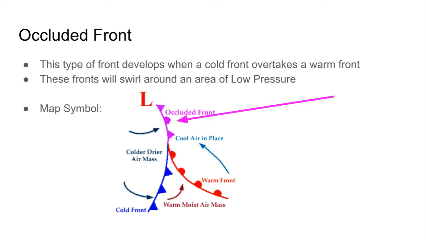An occluded front is a little bit more complicated. This is a type of front where a cold front overtakes a warm front. And these fronts are going to usually swirl around an area of low pressure. And you can see the map symbol there.